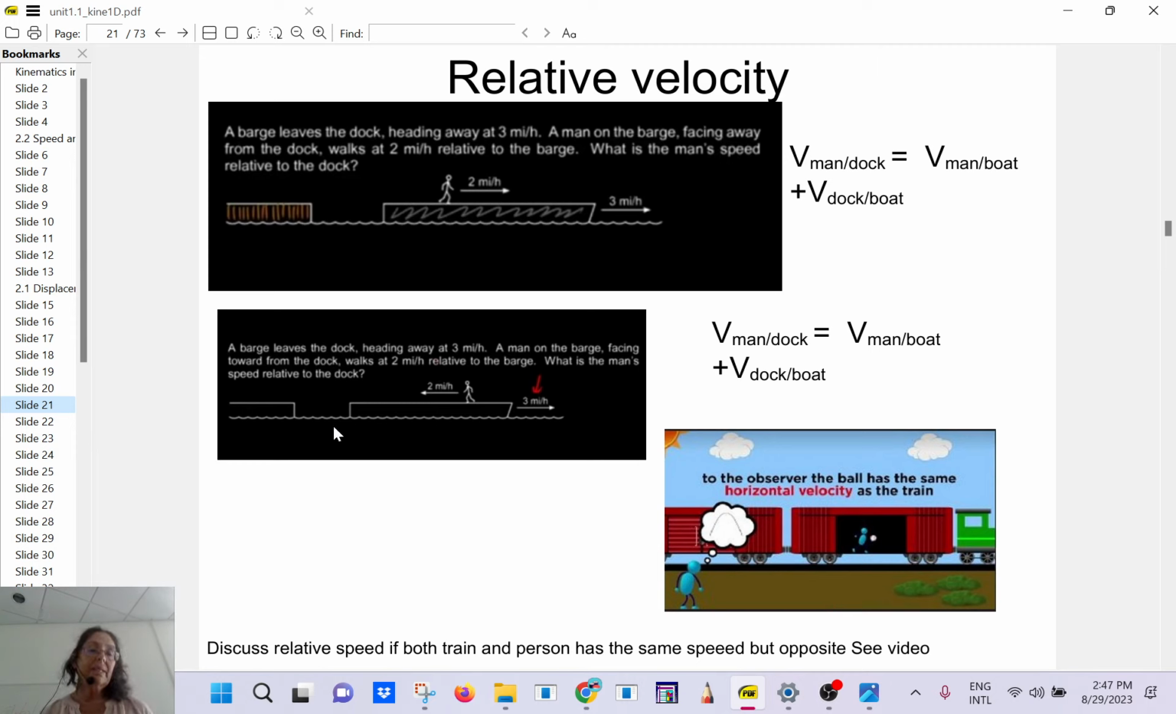So relative to here, you're moving at positive 1. Relative to here, you're positive 1.